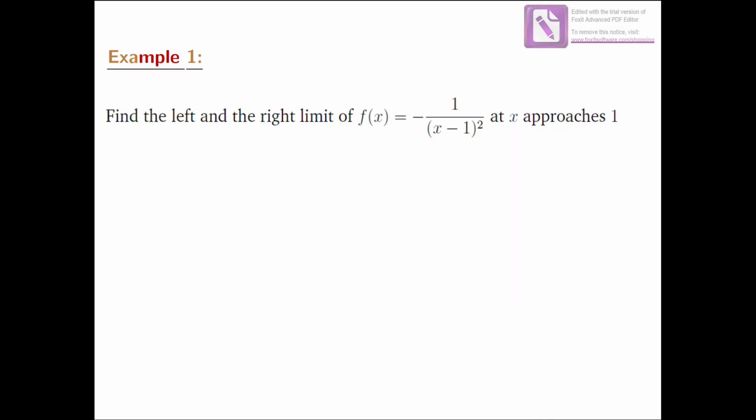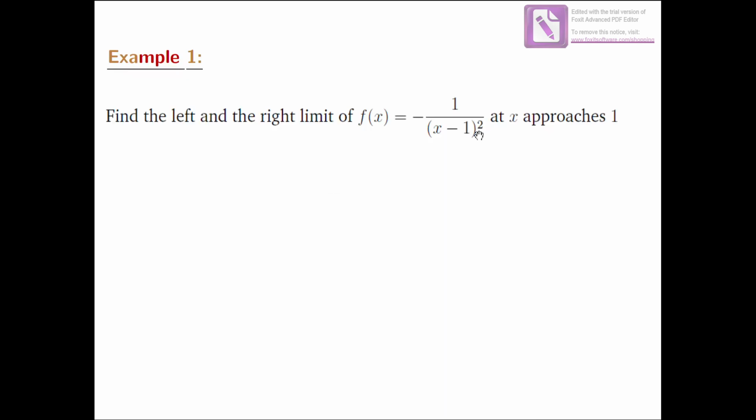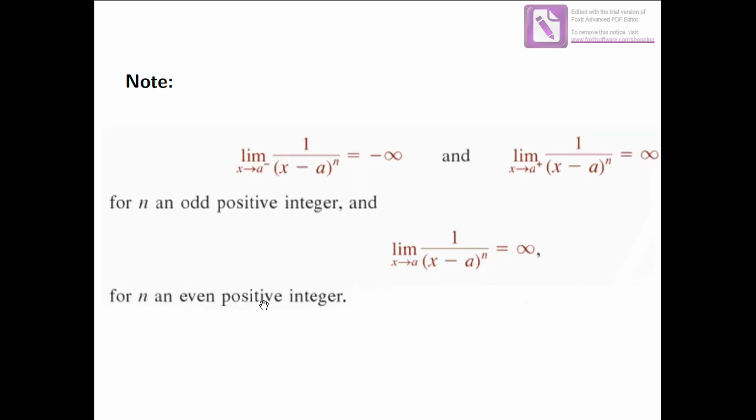So here we have an example. Find the left and the right limit of f(x) is equal to minus 1 over (x minus 1) all squared at x approaches 1. By left and right limits we mean x approaches 1 from the right and x approaches 1 from the left. If we want to apply the notes, we need to see what the power is here. Here we have the power is 2. 2 is an integer, which is an even integer. And we said that for an even positive integer, the limit goes to infinity from both sides.